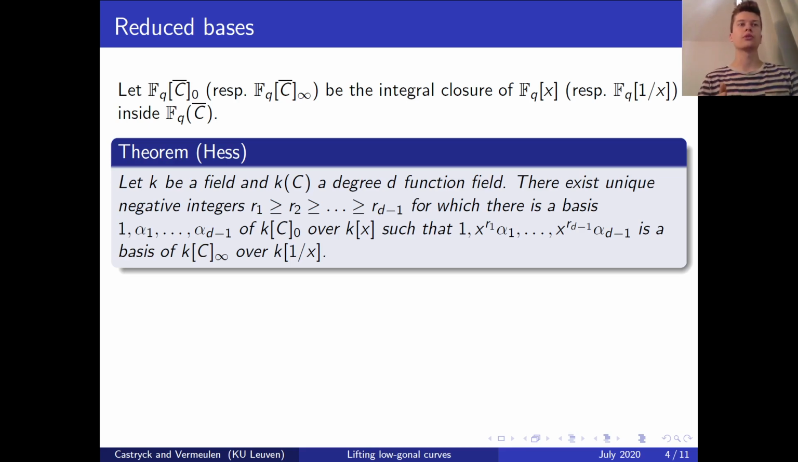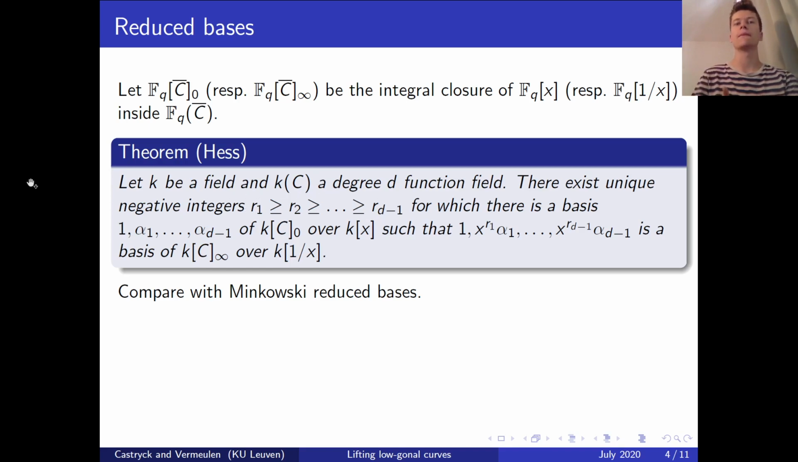This theorem works over any field, and for finite fields and number fields, it's also feasible to compute these integers and find such a basis. You should compare this result with the Minkowski reduced basis. Basically these alpha_i will then be a reduced basis, and these r_i are related to the successive minima of a lattice of the ring of integers of some number field.